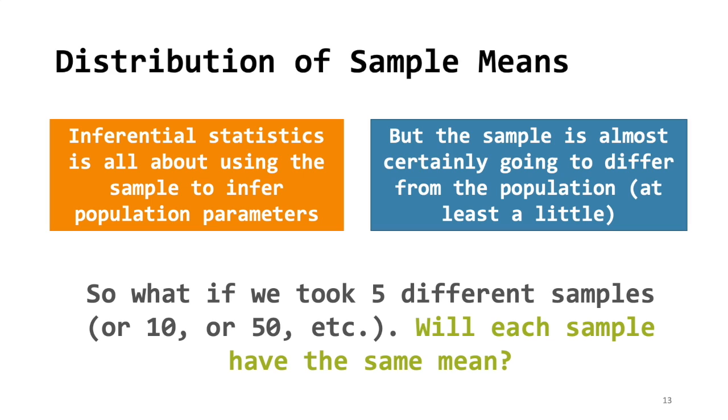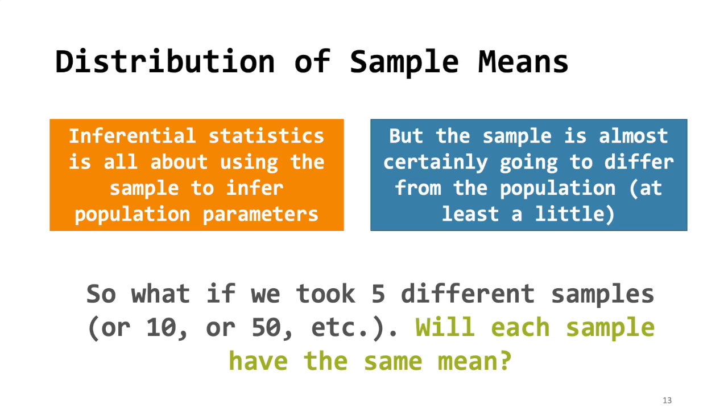But the sample is almost certainly going to differ from the population, at least a little bit, because it's just a random sample. Things happen, they're not perfect. So consider this situation. What if we took 5 different samples, or 10, or 50, or 1,000? Will each sample have the exact same mean? Turns out, no, it's really, really unlikely for that to happen. In fact, they're going to differ at least by a little every single time.